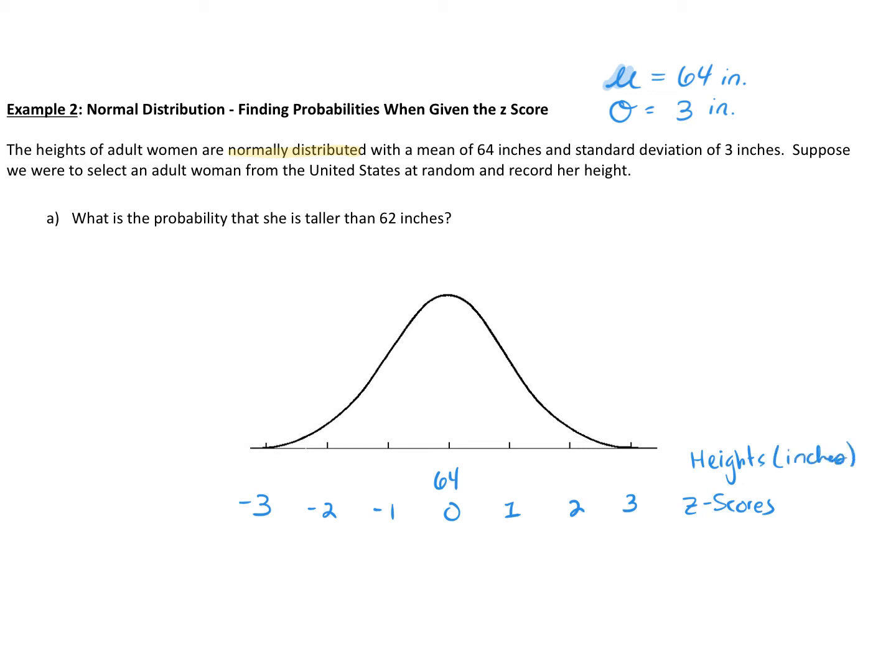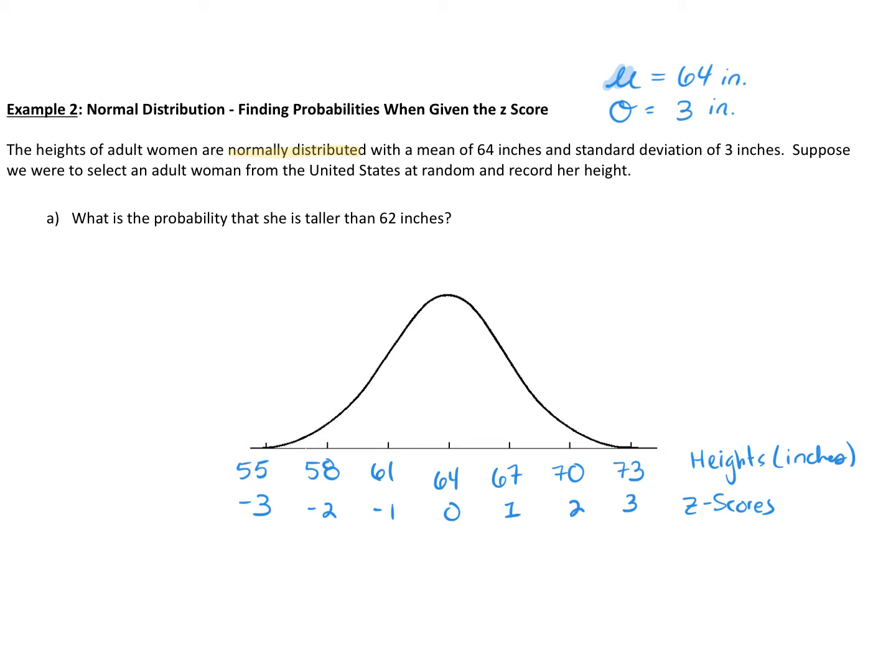So the mean height is 64 inches, and if the standard deviation is 3, then a height that is 1 standard deviation above the mean is going to be a height of 67 inches. A height that is 1 standard deviation below the mean is going to be 61 inches. A height that is 2 standard deviations above the mean is going to be 70 inches, and 2 standard deviations below the mean is going to be 58 inches. And then let's take it out 3 standard deviations. So a height that's 3 standard deviations above the mean is 73 inches, and a height that is 3 standard deviations below the mean is going to be 55 inches.